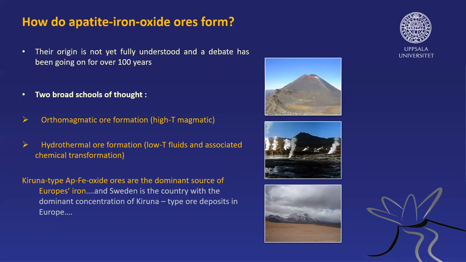The Kiruna type is the dominant source of iron in Europe. And Sweden is the country with the dominant concentration of Kiruna type ore deposits in Europe. So that's good for the Swedish economy, I guess.